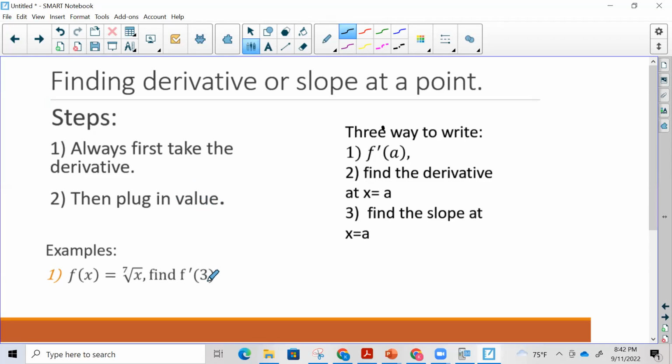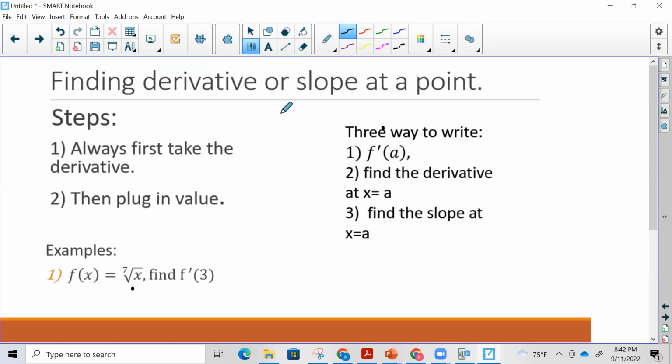Never plug the x value in first, because then you're making it a constant. And if you take the derivative of a constant, you will get 0. Okay. And the slope of this is not 0 at x equals 3, or most likely is not. So the key is when you are finding the derivative at a specific x value, you take the derivative with the variable in it first, and then you plug in whatever the x value is.